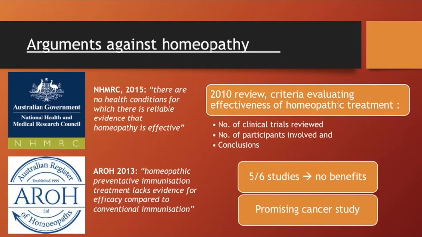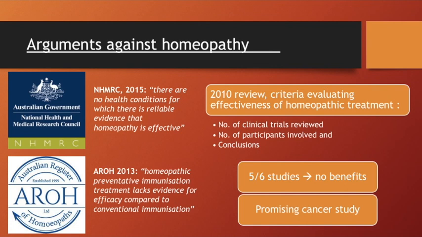Arguments against homeopathy. In 2010, a review by Edzard Ernst evaluated several criteria in numerous reviews regarding the effectiveness of homeopathic treatment on consumers. These criteria included the number of clinical trials reviewed, number of participants involved, and the conclusions that they reached. 5 out of the 6 studies reviewed by Ernst showed no proven benefit and thus failed to provide sound evidence for efficacy regarding homeopathy. Whilst the study on cancer showed compelling evidence initially, it was later discounted as remedies were not highly diluted.